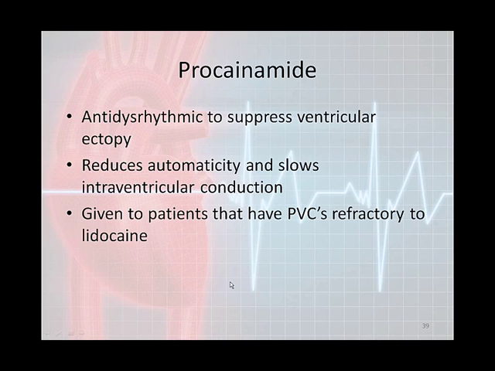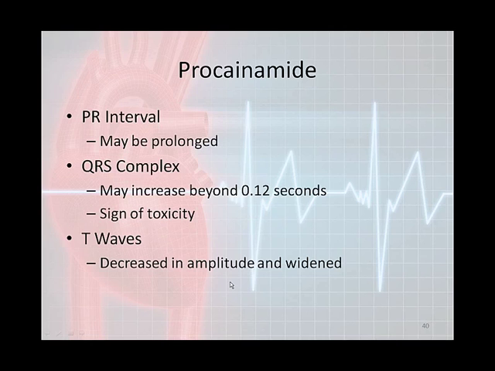Procainamide is another medication that is actually used to treat dysrhythmias. It's an antidysrhythmic used to suppress ventricular ectopy. It reduces automaticity and slows interventricular conduction. And it's also given to patients that have PVCs that are refractory to lidocaine. Procainamide is a pretty neat little drug.